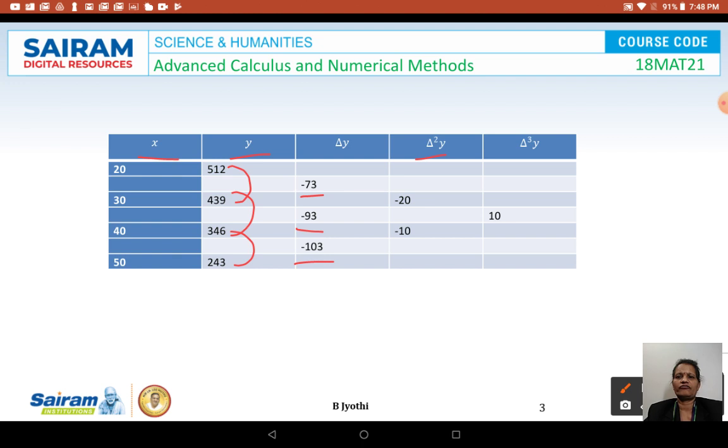Next is del square y. In order to get del square y, we take the difference of successive values, that is minus 93 minus of minus 73, which will be plus, so we get minus 20. Next, minus 103 minus of minus 93 gives minus 10. Del cube y is obtained by taking the difference of del square y values, that is minus 10 minus of minus 20, which will give us plus 10. Now we need to observe these values and substitute appropriately in Newton's interpolation formula.